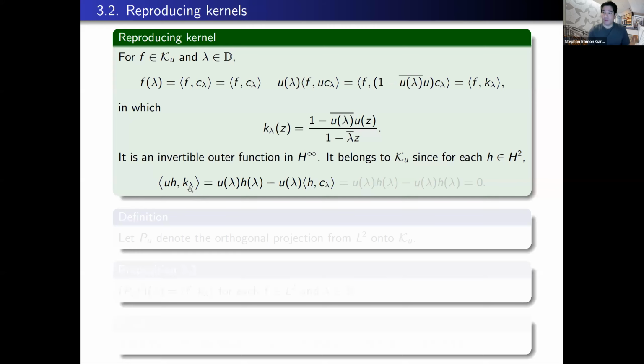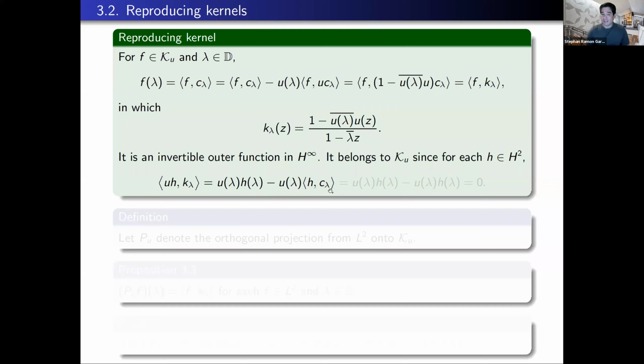Well, how do you show membership in script Ku? You show that you're orthogonal to every function of the form UH. So you're orthogonal to U capital H2. And the way you do that is as follows. Well, use the formula for K lambda and split things up. And so UH inner product K lambda is, well, it is U lambda H lambda minus U lambda times the inner product of H with C lambda.